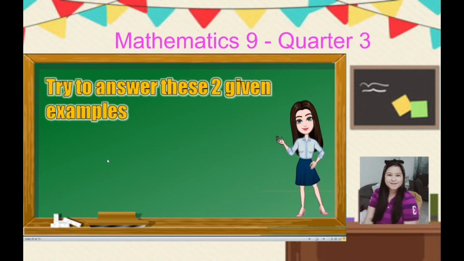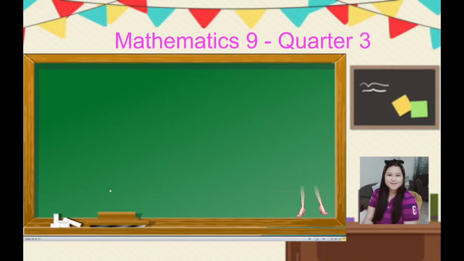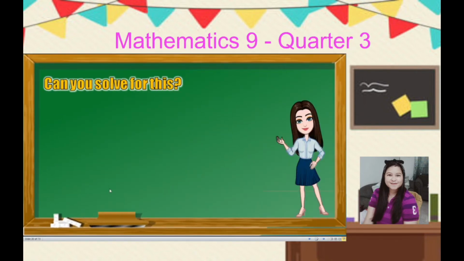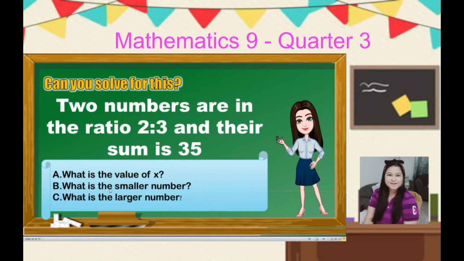Let us try to answer these two given examples, which can be found in Independent Assessment 1 of your Module 5. So, can you solve for this? Two numbers are in the ratio 2:3 and their sum is 35. So, the questions are, what is the value of x? Second, what is the smaller number? And third, what is the larger number?